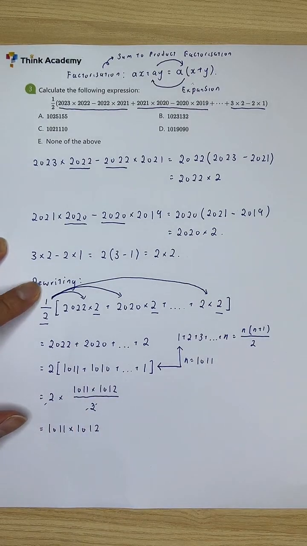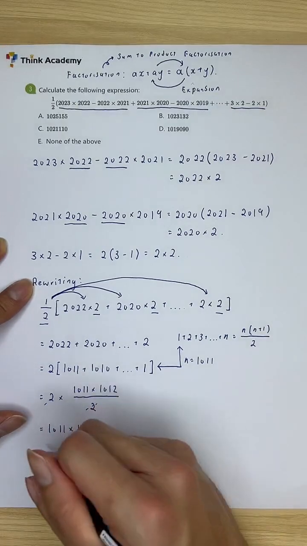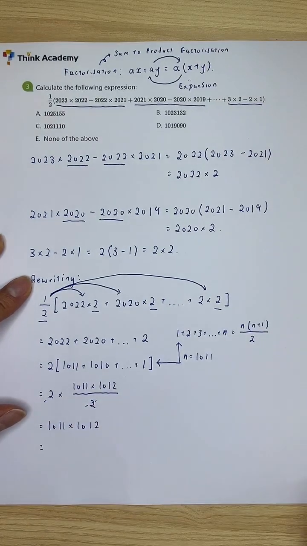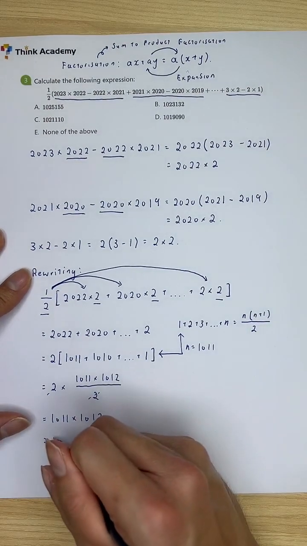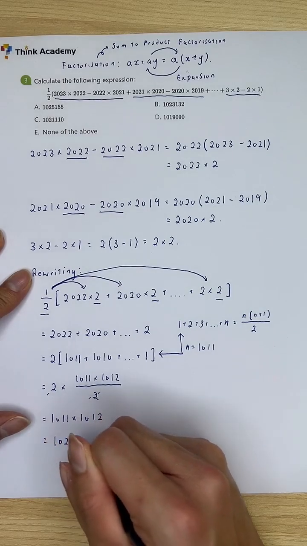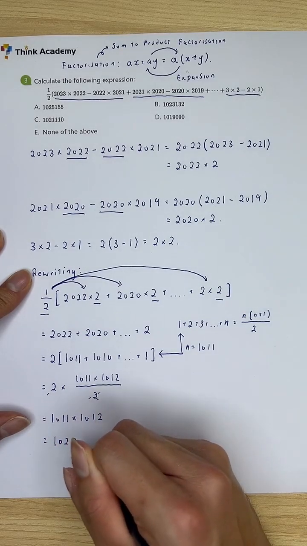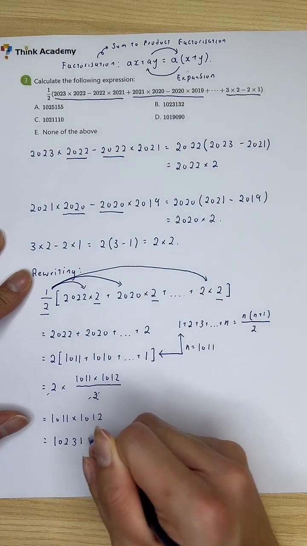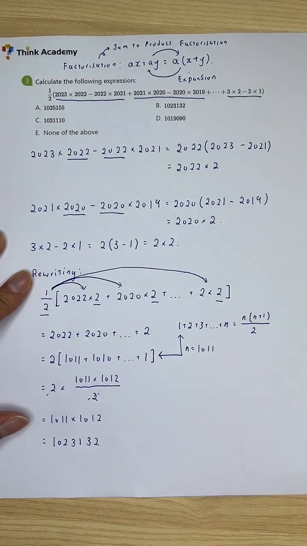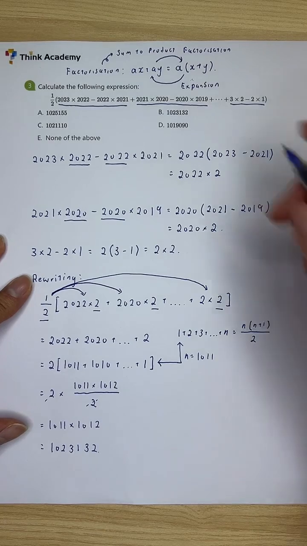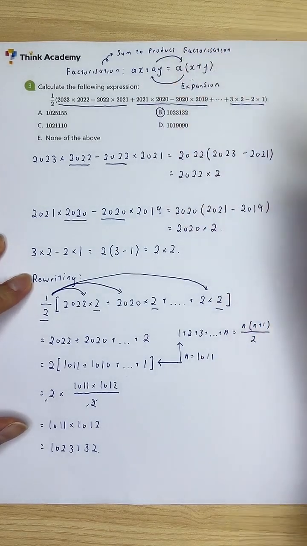And guess what we are going to get for our final answer? We are going to get a nice number over here. So after doing your long multiplication, you are going to end up with 1,023,132. Right? And of course, in this case, your answer will be B.